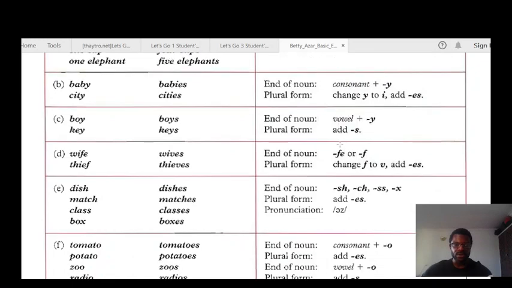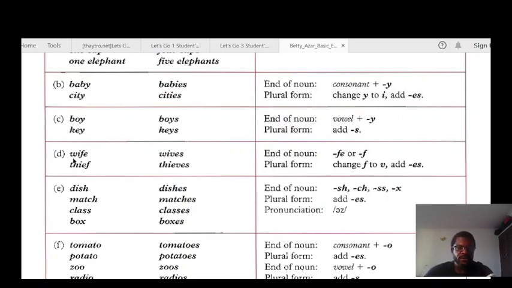When you're doing your singular and plural, you'll be doing a whole lot of exercises in class to make sure you get used to using these singular and plural forms. Okay?